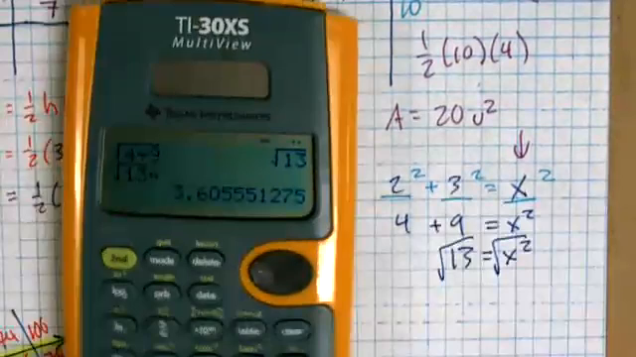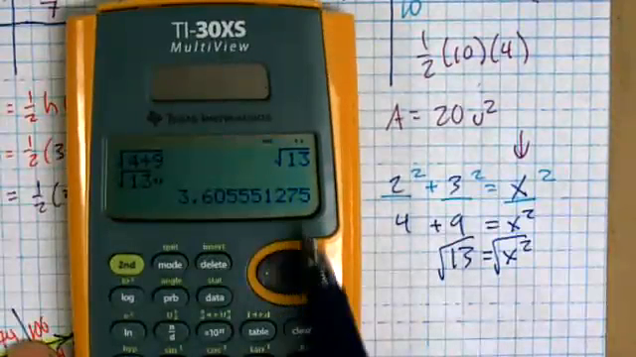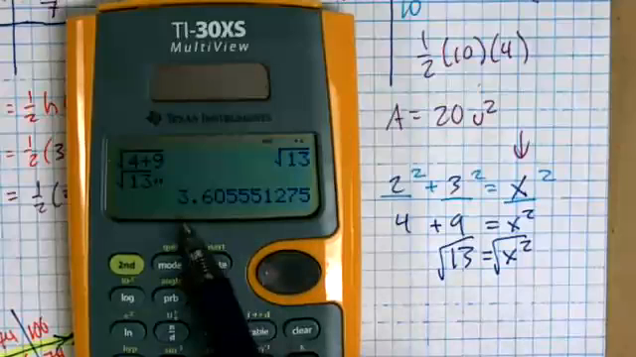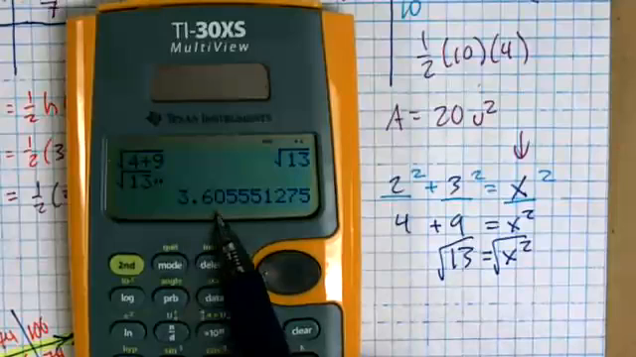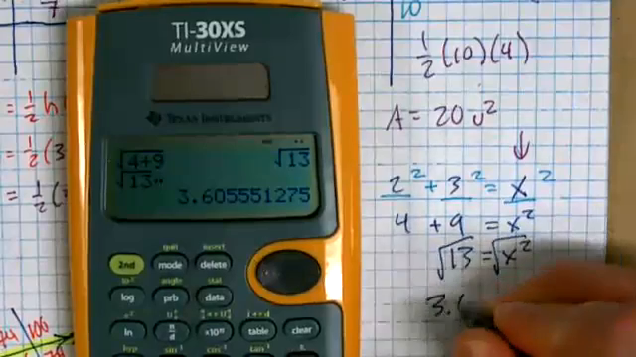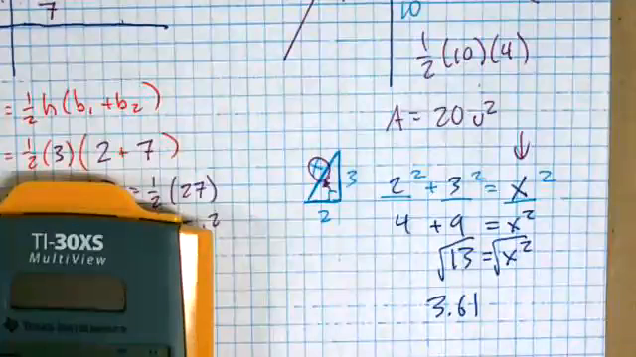My calculator says that the square root of 13 is 3.6055551275, and there are more decimals after that. So the question is, do we go with 3.60 or do we bump it up to 3.61? 3.61, because we got a 5 after the 0. So 3.61 about. And I guessed 4.3. I was way off. Whew, that's terrible.